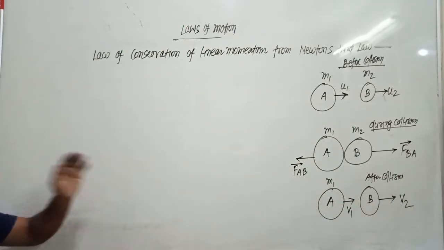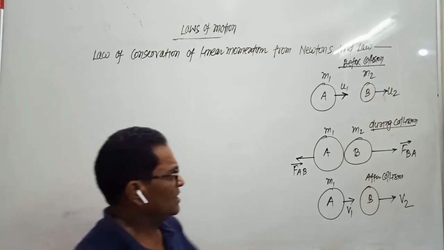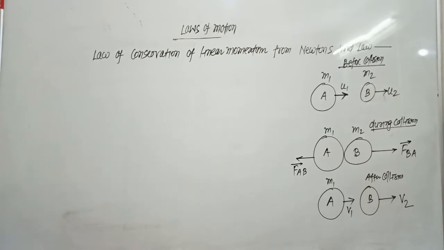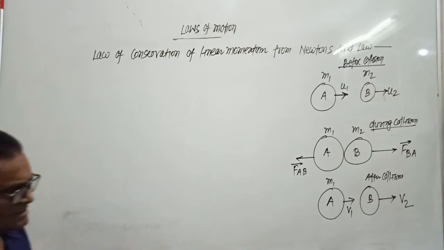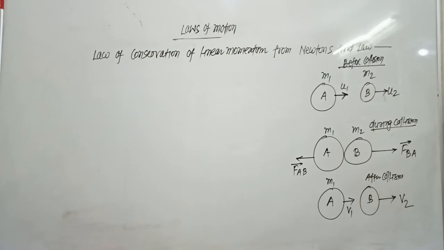So there are three cases. The first case is that there are two bodies with masses m1 and m2, both moving with different velocities u1 and u2. Body A approaches body B. After they collide with each other, both exert force on one another. And the third case is that after collision their velocities change. They start moving with velocities v1 and v2.